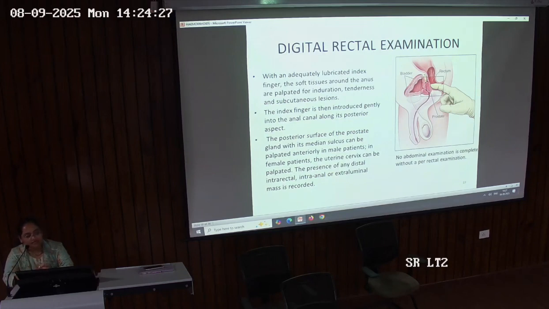That is, the index finger is then introduced gently after giving oral consent. After taking oral consent from the patient, we should inform them कि हम examine कर रहे हैं. Then we put the index finger gently into the anal canal along its posterior aspect. The posterior surface of the prostate gland with its median sulcus can be palpated anteriorly in a male patient, while in a female, the uterine cervix can be palpated.